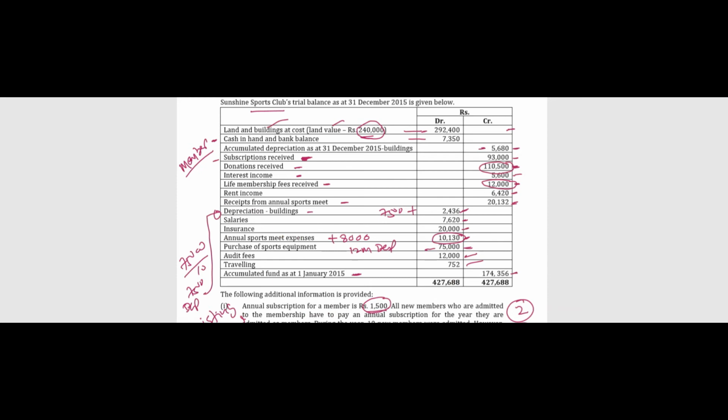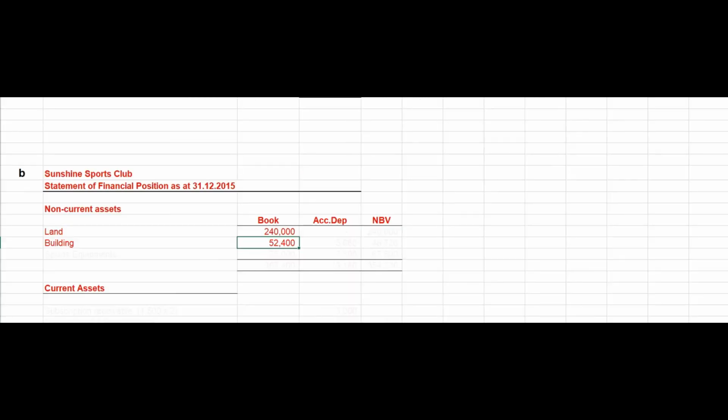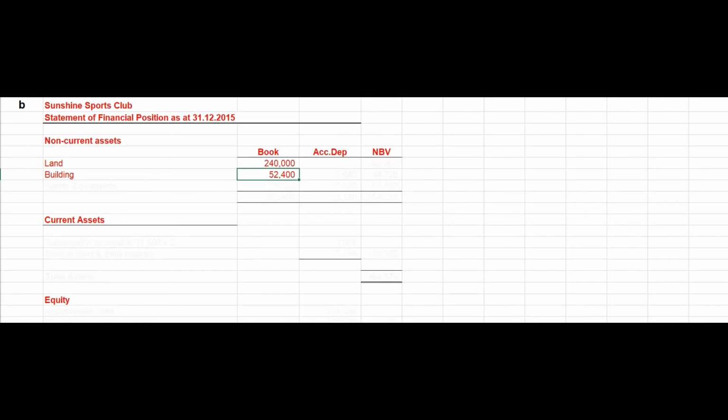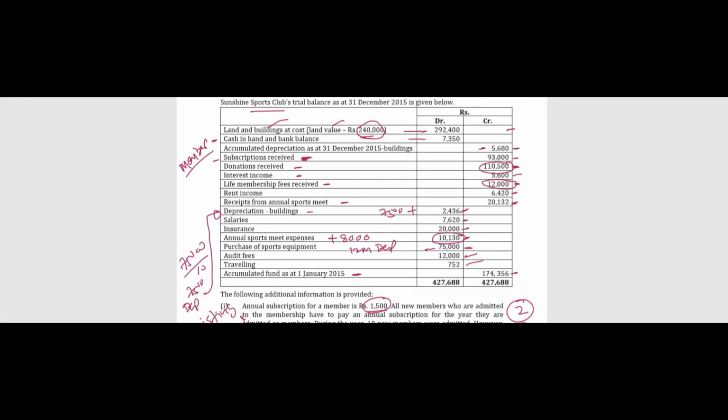Second item is cash in hand. It goes to the financial position. There is no adjustment. Just go to the balance sheet under current assets. You can see cash in hand and bank. How much? 7,350. Okay, then move on to the next one.